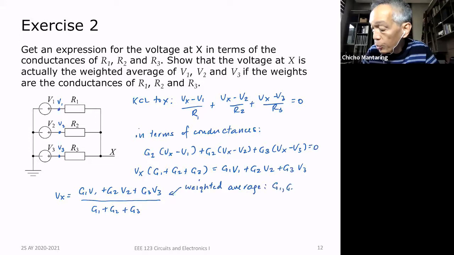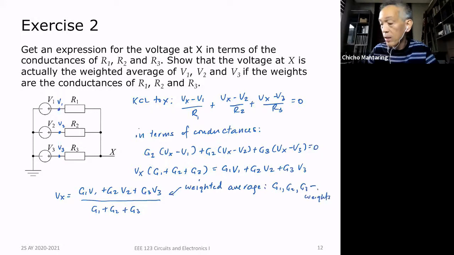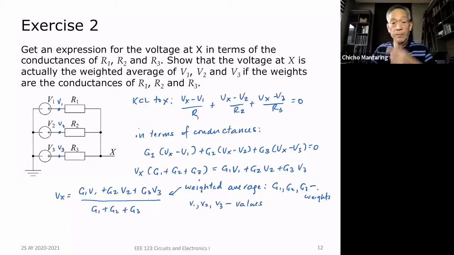G1, G2, and G3, these are your weights. Then V1, V2, and V3 are your values. So may values at saka may weights. I'll give an example. No? Kung meron kang kinuhang dalawang subject itong semester, no? Yung isa 3 units, yung isa 5 units. Okay? So let's say you have 2 subjects this semester. One is 3 units, one is 5 units. Dun sa 3 units, ang grade mo, 1. Dun sa 5 units, ang grade mo, 2. What is your grade point average?